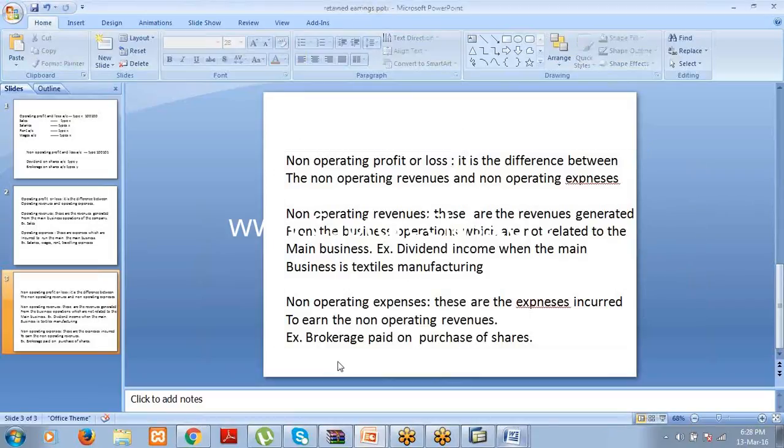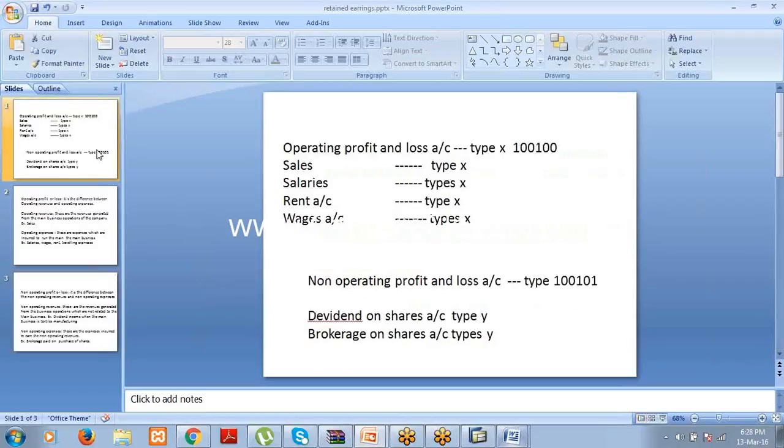You have to purchase the shares through stock exchange members. They purchase the shares on your behalf and transfer the shares to your account. For that, they charge some amount, which is called brokerage. This brokerage paid on purchase of shares is a non-operating expense, right? Now, whether it is operating expenses, operating revenues, non-operating expenses or non-operating revenues, you always have to maintain the GL account, compulsorily.